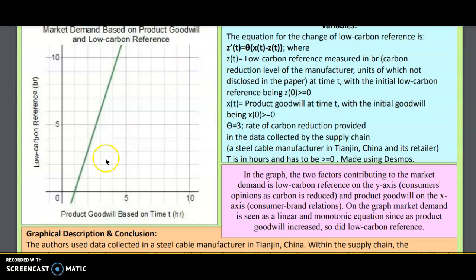The graph is linear and monotonic, or always increasing, as you can see, and this shows the relationship that low carbon reference and product goodwill are dependent on each other, and as carbon reduction or low carbon reference increases, so does product goodwill. This, in turn, increases market demand, and in conclusion, this is beneficial information for companies as it helps devise an optimal carbon reduction and marketing strategy that benefits both low carbon reduction and product goodwill.